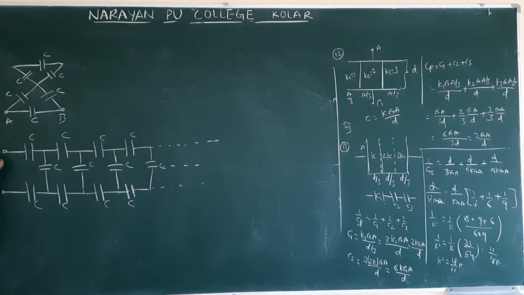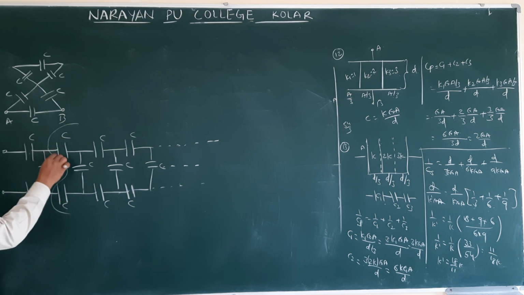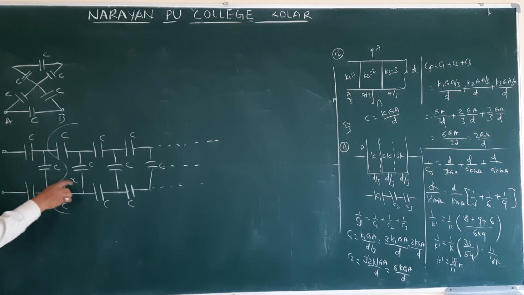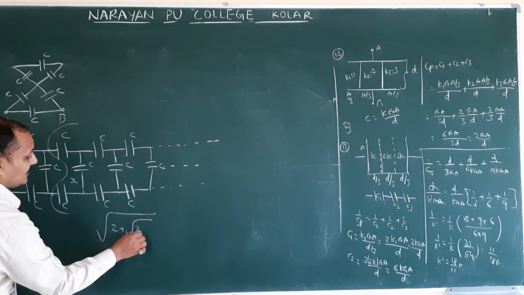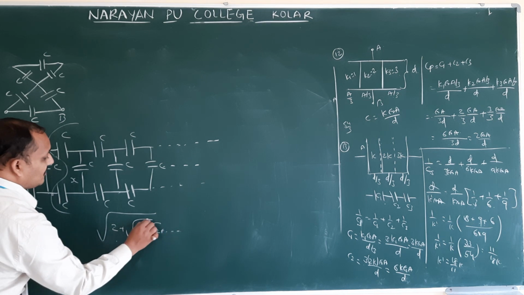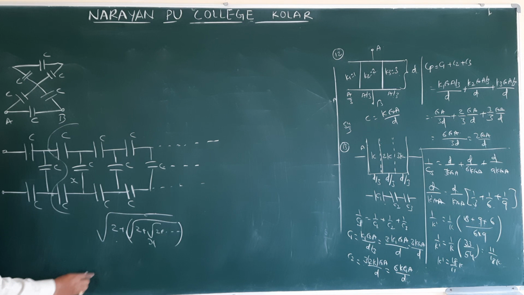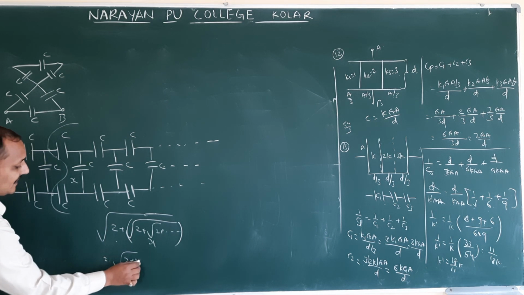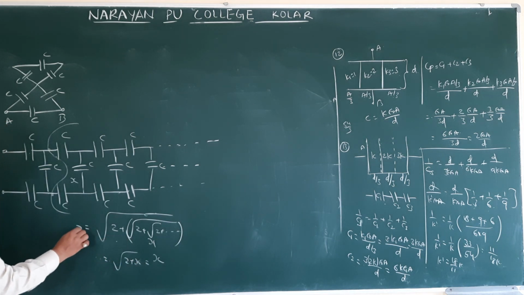Find the resultant capacity between A and B. So how to solve this problem: we will assume this one has X. This X only we should calculate, because from here to here or from here to here both will be the same. So in mathematics you will solve root 2 plus root 2 plus root 2 and so on. What will you assume this one to be? X. You have to find X only. Therefore root 2 plus X is equal to X.